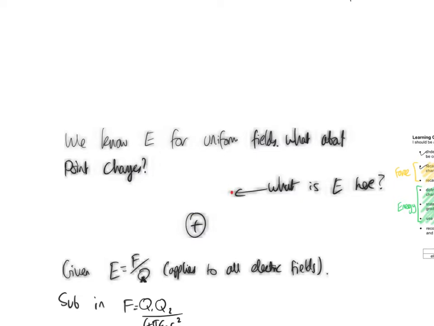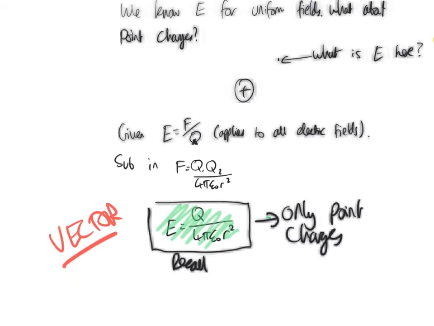Remember, it doesn't matter what we put here. The field strength is determined by this charge. This is the one making the field here. So what strength will that field be at that point? Well, the good news is we have the defining equation for this, E equals F over Q, which we mentioned earlier. If you divide the force by the charge, this equation applies to all electric fields, uniform and point charges, radial fields. And if we substitute Coulomb's law into here, you can have a go at that, but you'll see that the Q's cancel, and you're left with this equation here.